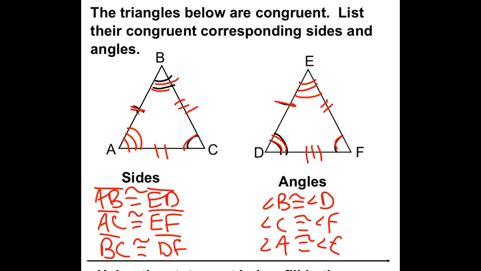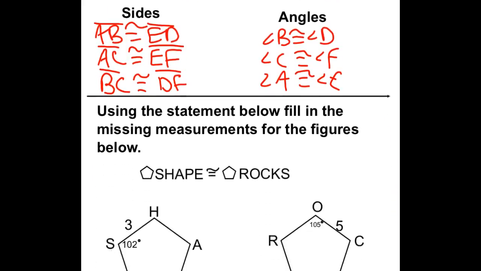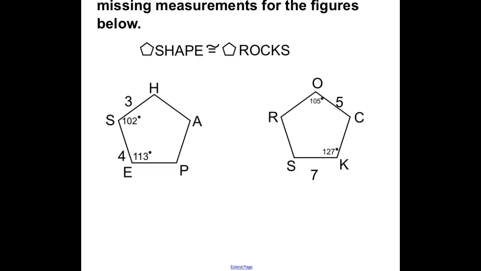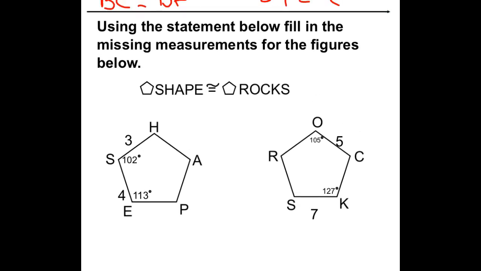So we discussed recognizing corresponding parts of congruent figures. We also did stuff like this in our problem. So it says that we are supposed to use the statement below, fill in the missing measurements for the figures shown. So I've got 2 pentagons. I've got shape and rocks.